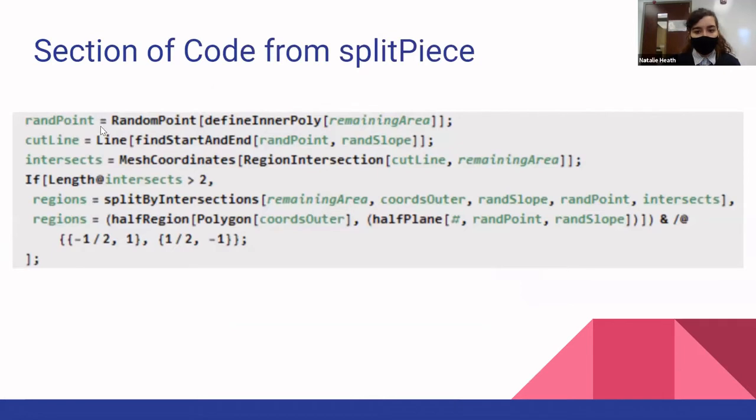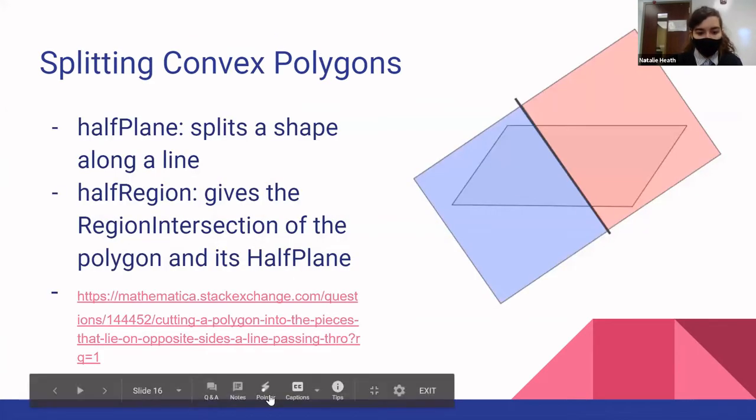And here's some of our code that helps us do this. This looks like a lot, but I'll explain. It creates a random point within the inner polygon we defined, and it finds a line with a random point and a random slope, and it'll create a cut line based on that. And it'll find the intersections between that line and the shape. And if there are more than 2 intersections, it's sent to our split by intersections function. And if there are only 2 intersections, it is split by our half region function, which Rachel will explain.